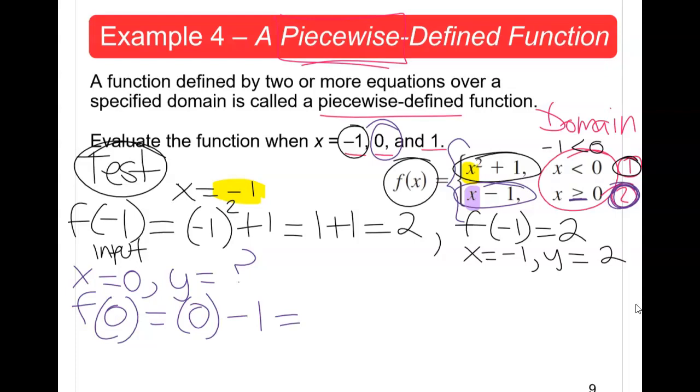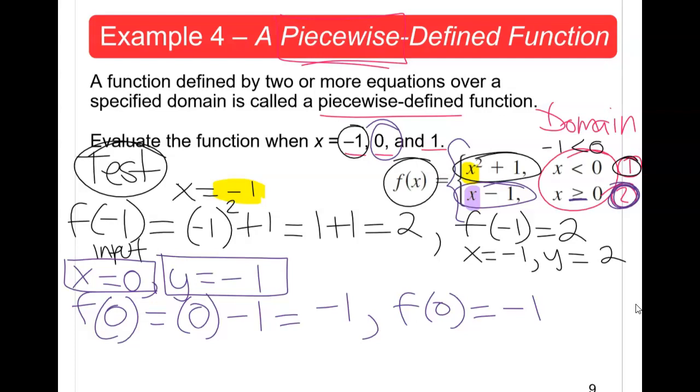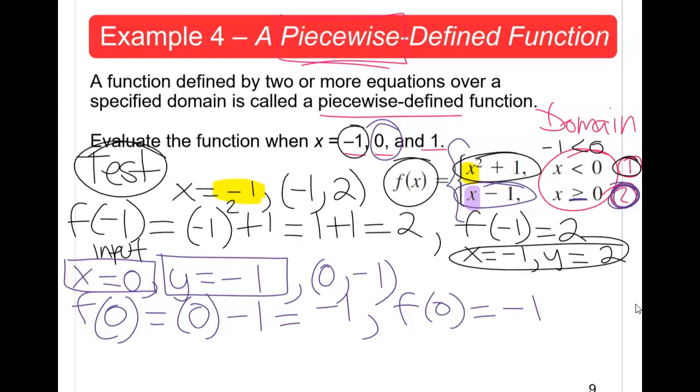So 0 minus 1 is -1. So then here what we have is that f of 0 is equal to -1. Or in other words, when x is equal to 0, the y value is going to be equal to -1. Okay, this as a point, as a coordinate, will be (0, -1). And then let's just write the other one just for fun. So we have (-1, 2). Those are the points that we get.